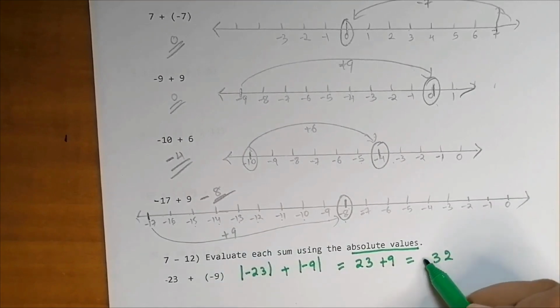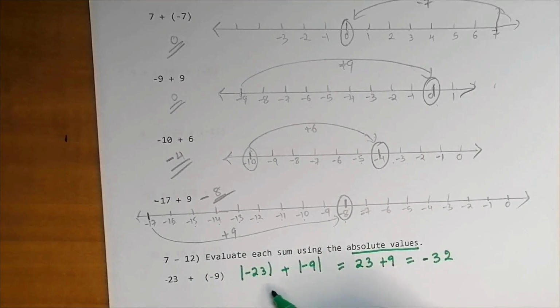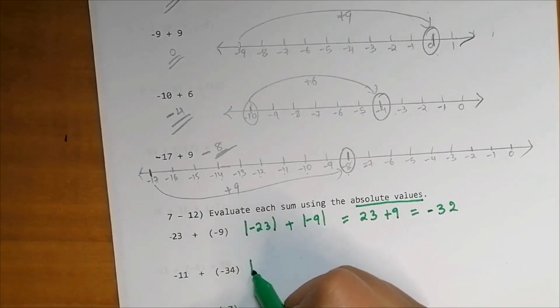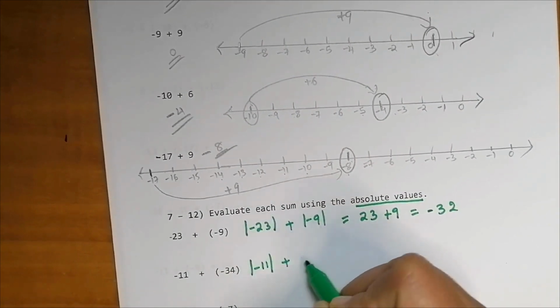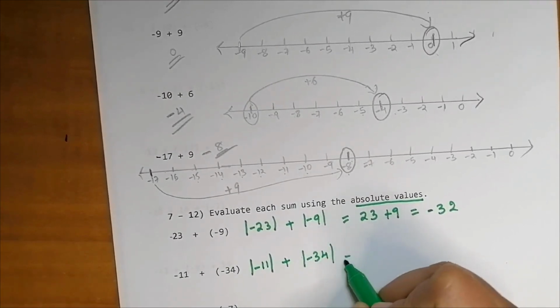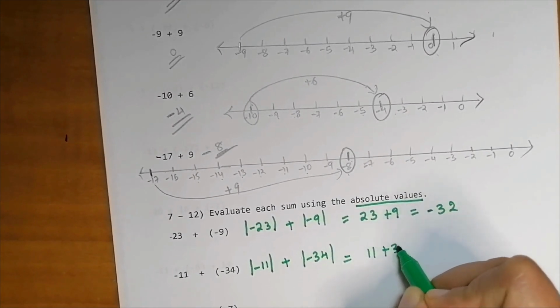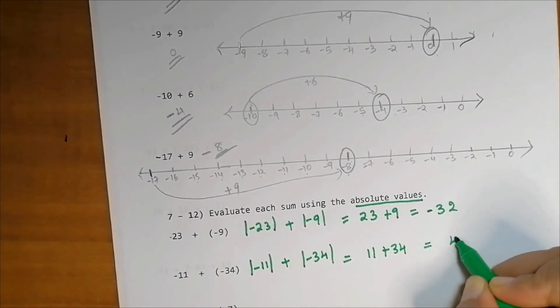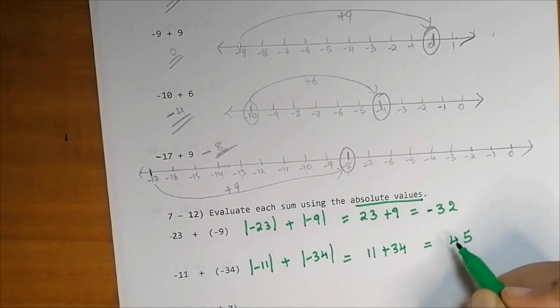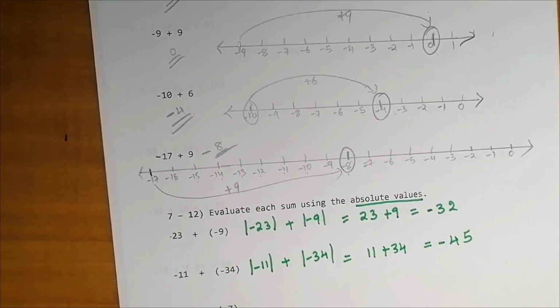So both are negative numbers, right? So this method is for when both are negatives, or both are positive. So this is how you do that. Okay. So likewise, let's go for the next one. This is absolute value of minus 11 plus absolute value of minus 34, which is equal to 11 plus 34, which is 45. And now both are negative numbers, right? So we'll put the negative sign here.